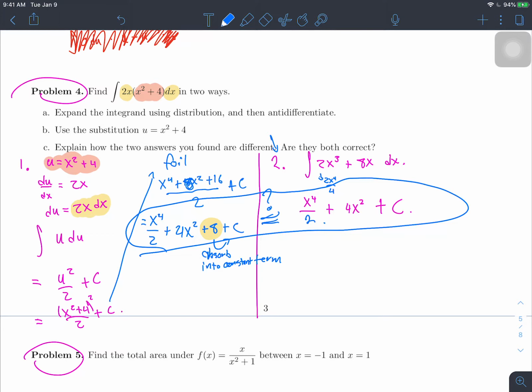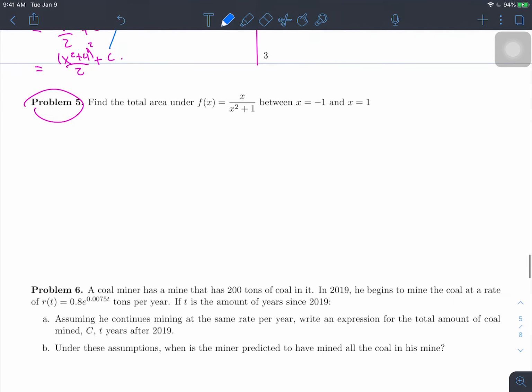Okay, questions about problem number 4? Perfectly clear? Okay, today's the day to ask questions, so if you have questions, please do ask.